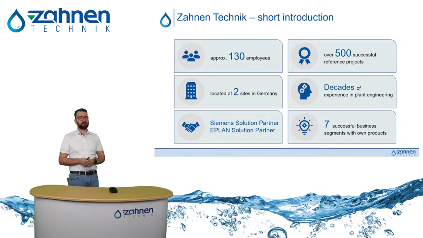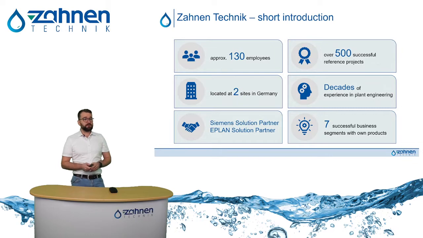Zahnen Technik is located in Germany. The company was founded in 1958 as a small business for electrical installation. Today, we have more than 130 highly qualified employees. Since the year 2000, we focus on water and wastewater plants. And since then, we developed our key competences: electrical engineering, process engineering, mechanical engineering, digitization, and standardization. Based on that, we could successfully do more than 500 successful reference projects.